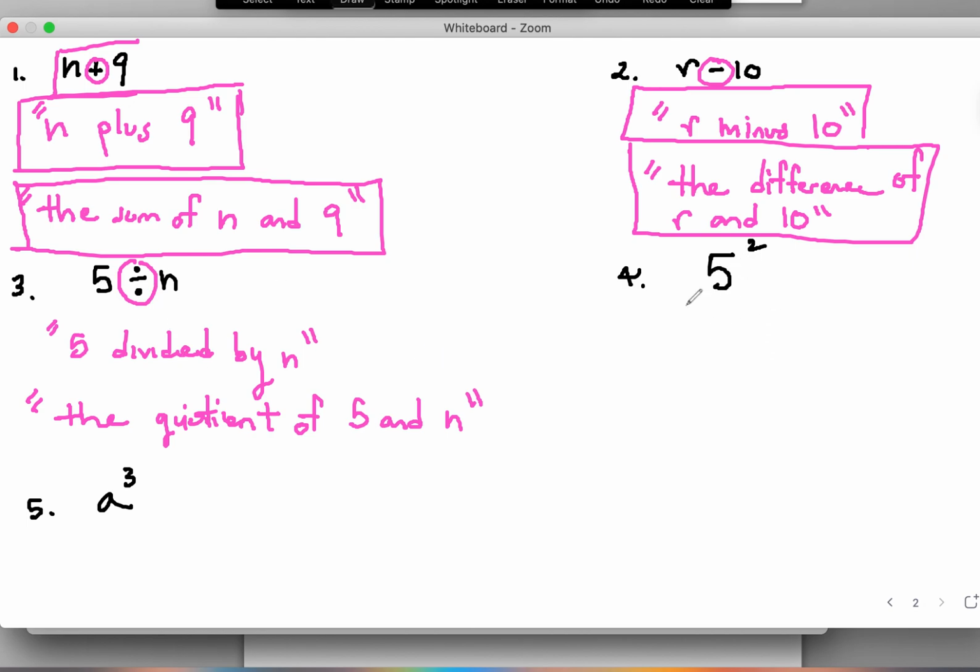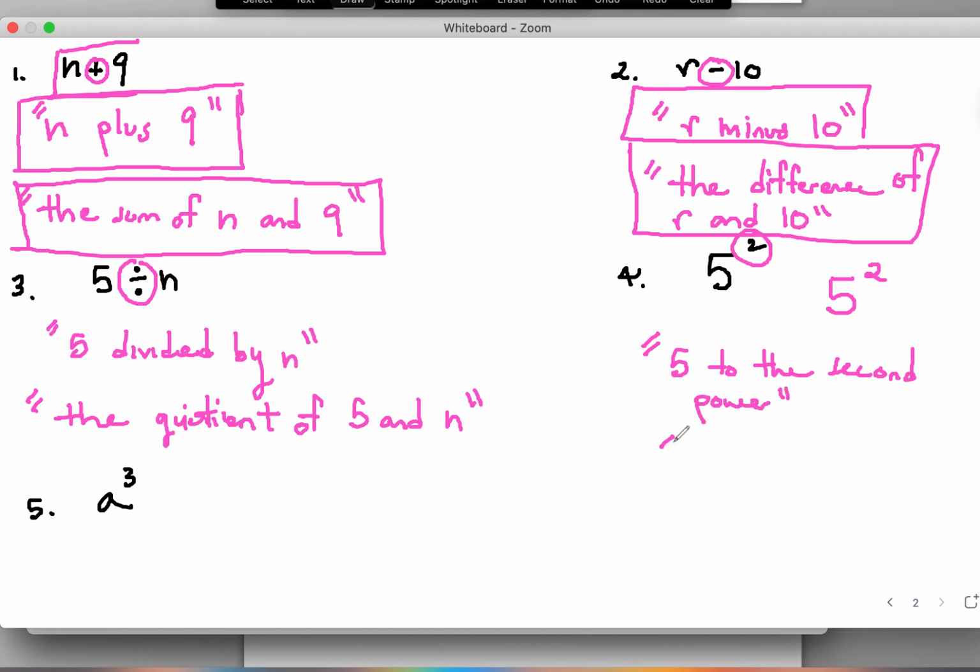Now this here. This can be said in a few ways, okay? And I want to make sure that you see what this means. So this 2 on this 5 is called an exponent. So it's written 5, and then there's this little 2 on the top. I want to be sure you know how to say this. So this is 5 to the second power, or 5 to the second. That's one way to say it. 5 to the second power.